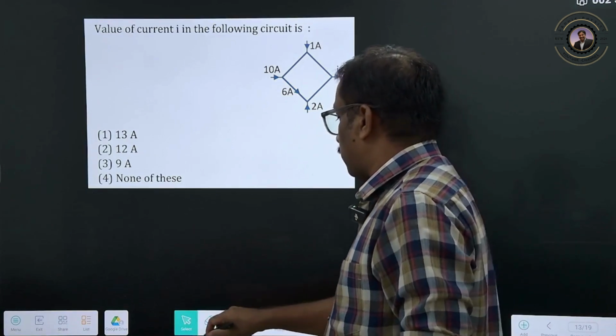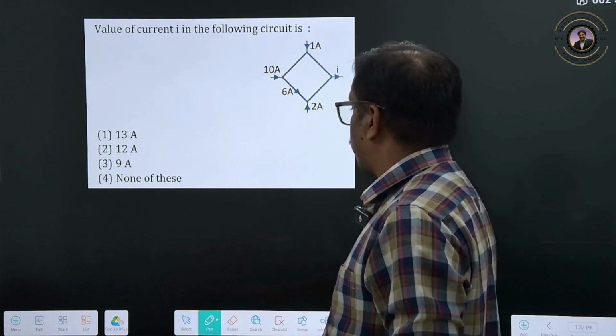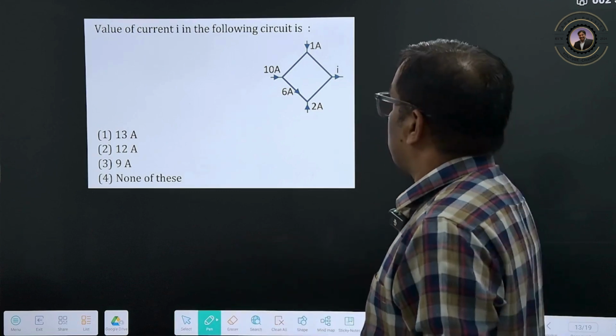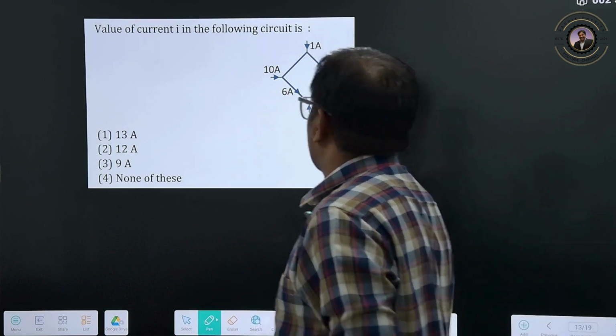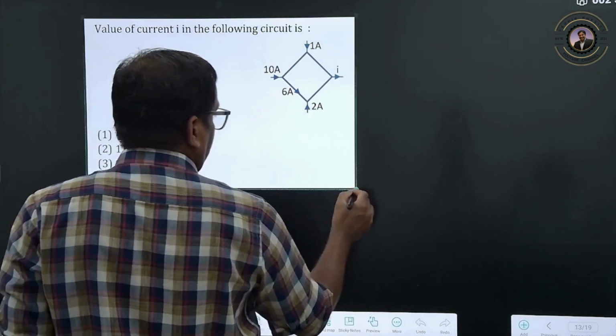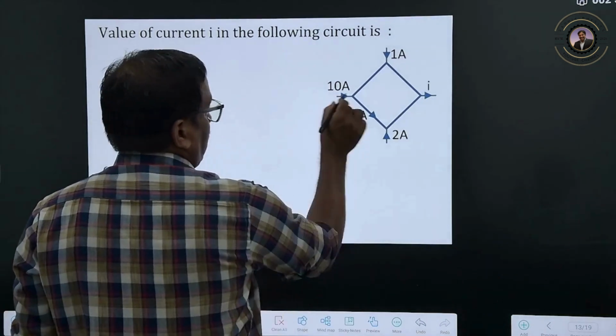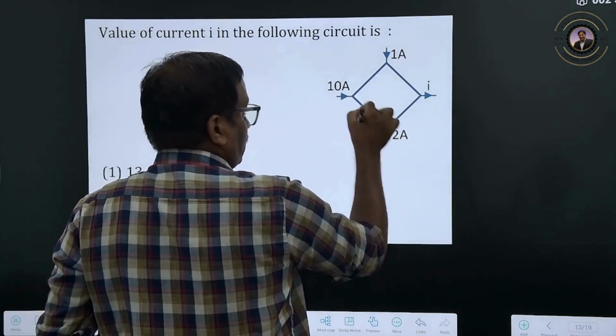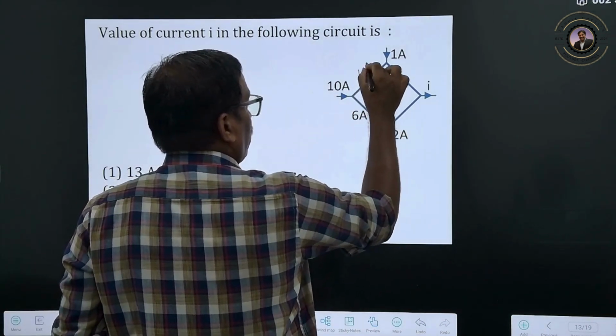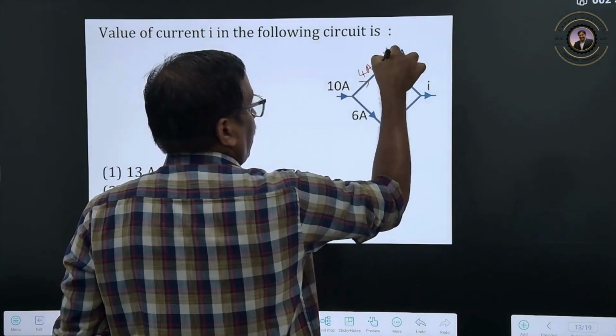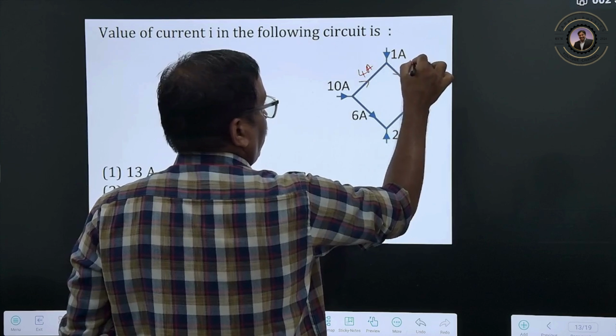Right. So here we want to calculate I. So therefore here only we can solve it. This is 10 ampere coming. So here 6 ampere is going compulsory. This should be 4 ampere. This 4 ampere and 1 ampere is added. Therefore this should be 5 ampere.